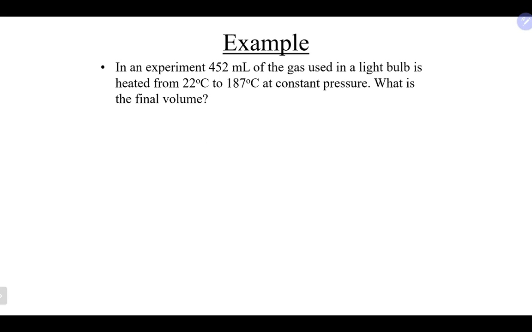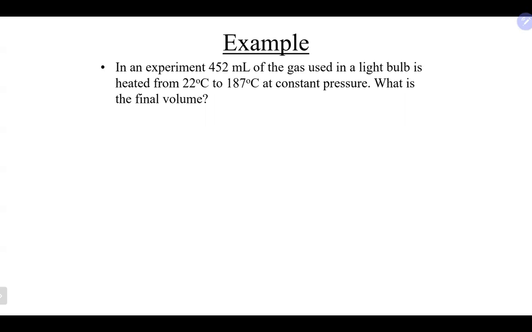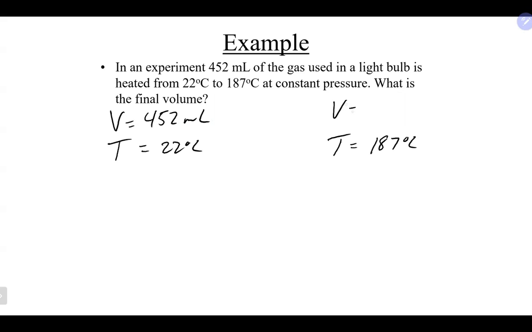Okay, let's take a look. As I mentioned earlier, when you're dealing with gas law problems, it's a really good idea just to pull out the information from the problem. So in this particular case, we do have a volume that is 452 milliliters. It is heated from a temperature of 22 degrees Celsius to another temperature that's 187. And we are looking for a volume here.